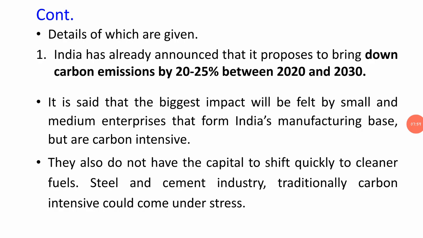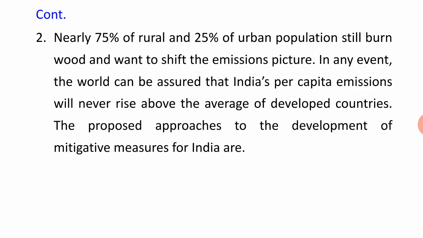So in this case, what will happen? The small and medium enterprises are going to face the biggest problem, in the shift quickly to clean fuels. Now we have shifted from BS4 to BS6, so the automobile sector is going to face a lot of problems regarding this. Nearly 75% of the rural and 25% of the urban population still burn wood. These figures suggest that, for example, fuel burning during the preparation of food is going to be emitting carbon.